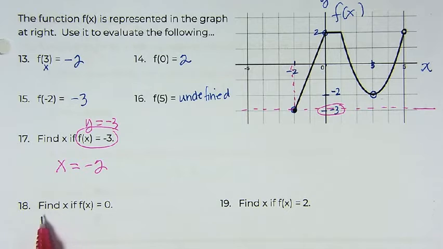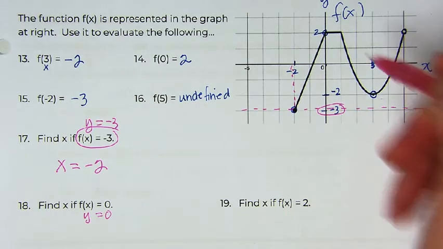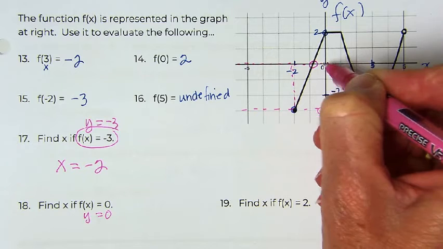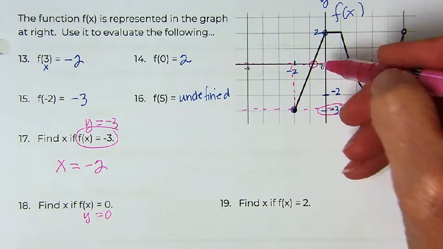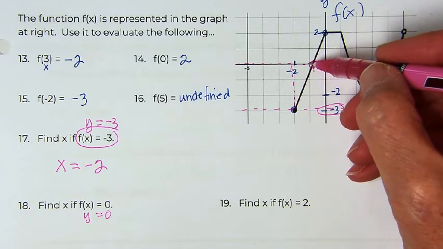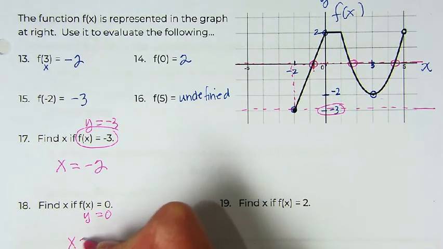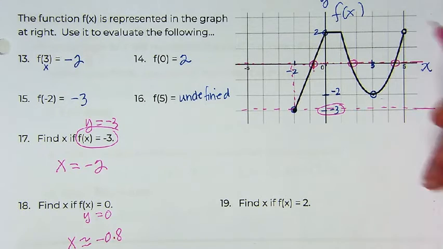This next one looks like it's going to be one of those tricky ones again. Find x for when the output, when the y value, equals 0. Well, the y value equals 0 in 3 different spots. And oh boy, it's not a perfect match there. I'm going to guesstimate, and I'm going to say x is about -8/10. Now you could say whatever you wanted.